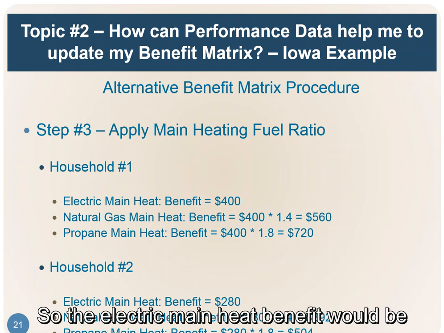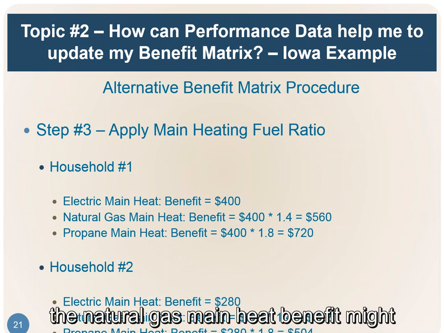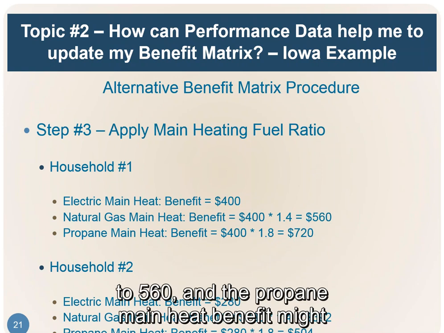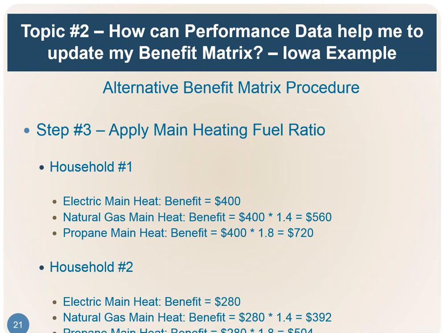So the electric main heat benefit for household number 1 would be $400. The natural gas main heat benefit might be $400 times the 1.4, which gets you to $560. And the propane main heat benefit might be $400 times 1.8. That gives you $720.